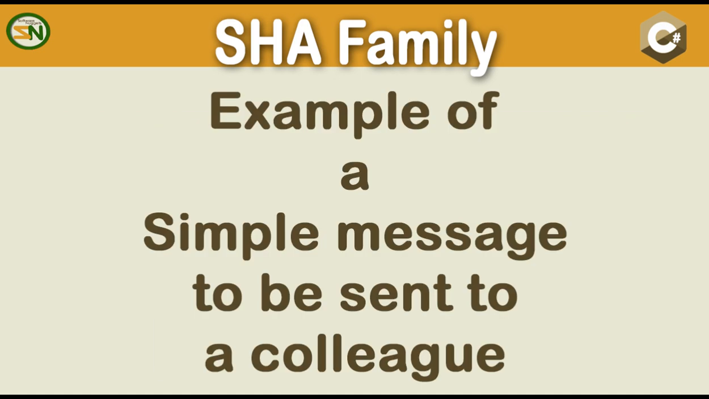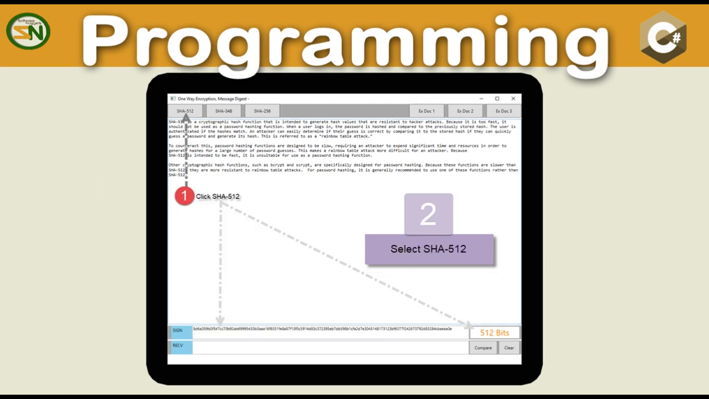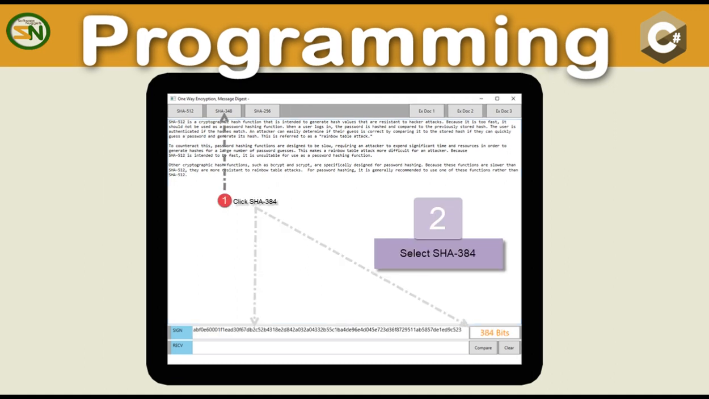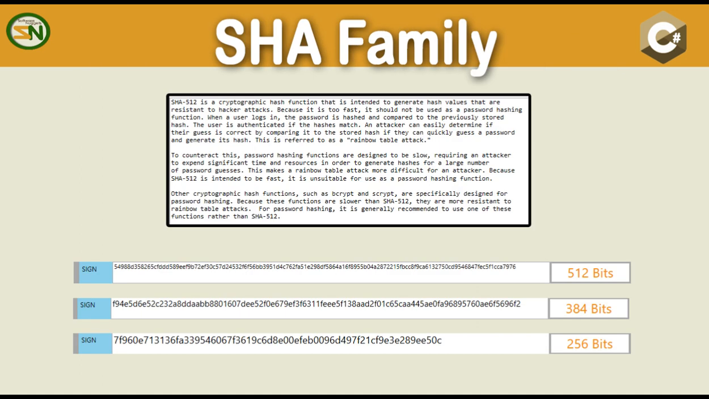Let's look at an example of a simple message to be sent to a colleague. Using a small application I just wrote, let's walk through the two steps. First, create a message or document you want to send someone important. You can see here I typed in three paragraphs. Now that your document is complete, let's use either SHA-512 or SHA-384 or SHA-256 to generate a hash value that can be used as a digital signature, or I like to call it a checksum, for this document.